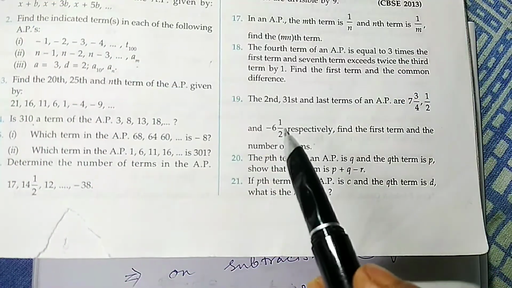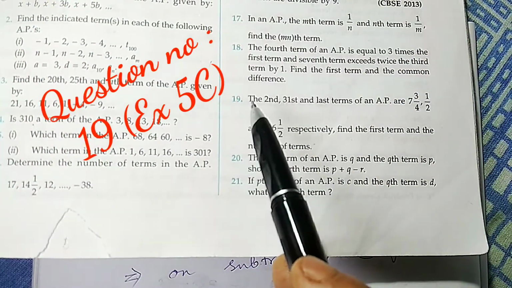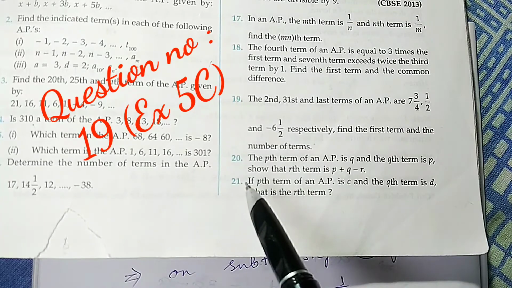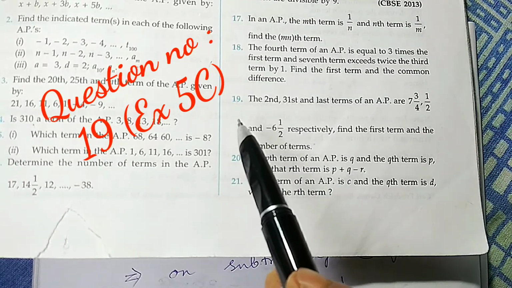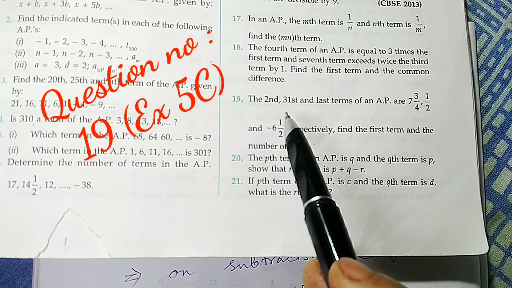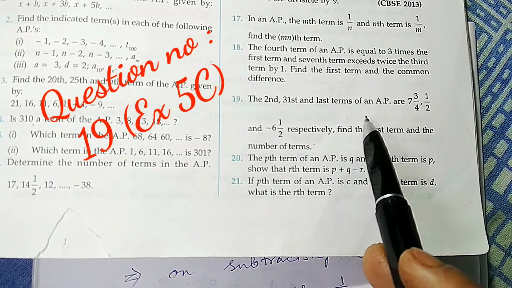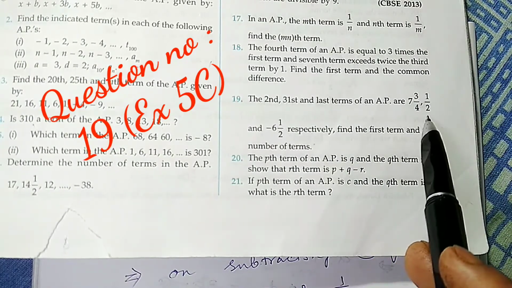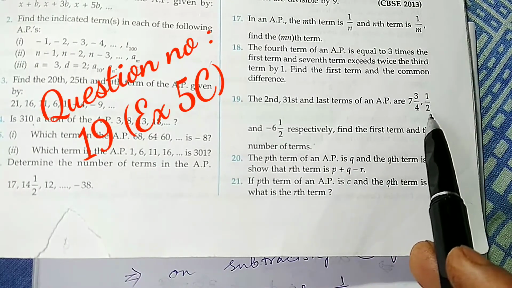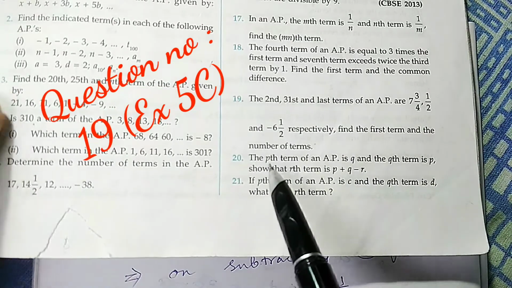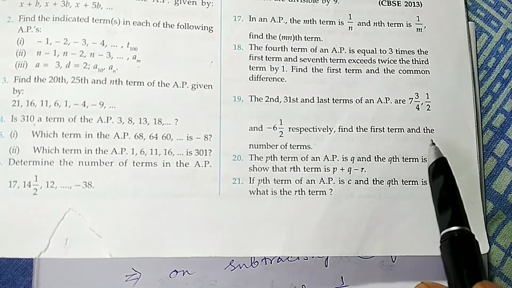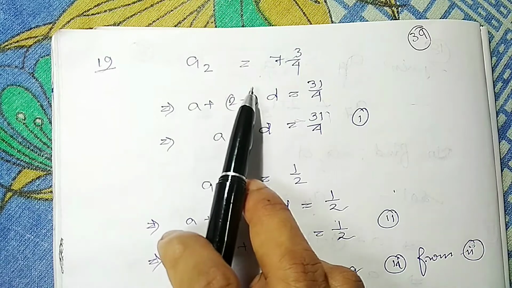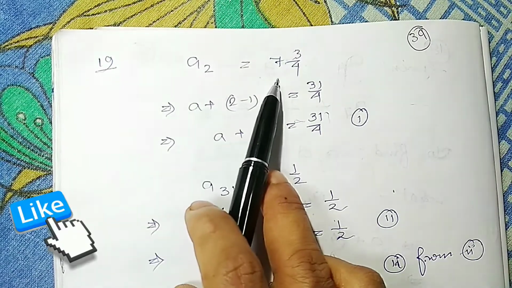Let me show now question number 19 of 5C. 20 and 21 you can try yourself, but they are not so important for exam purpose. Now what's the question? The second, 31st and last terms of an AP are these. This is the second term, this is the 31st term, and this is the last term. We are to find the first term and the number of terms.